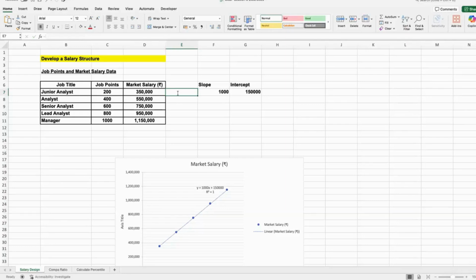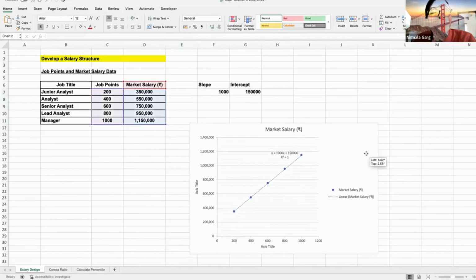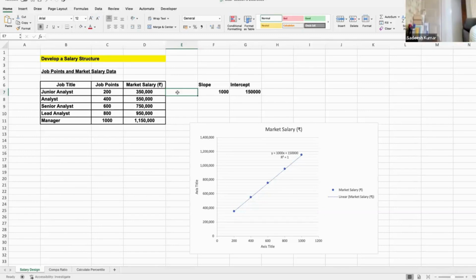Say, for example, if you look at 1,000 points as manager and junior analyst is 200, there is something called vertical distance, which we talk about when we create grades. There are 5 jobs. Which is your lowest job? Junior analyst, 200. Which is your highest job? Manager, 1,000. So what is the vertical distance? 800.